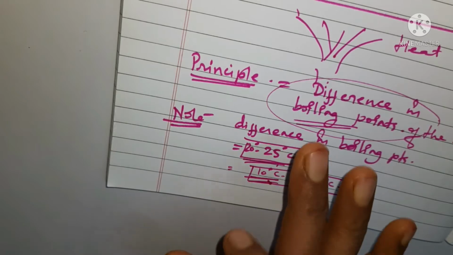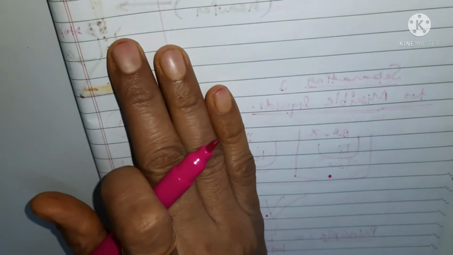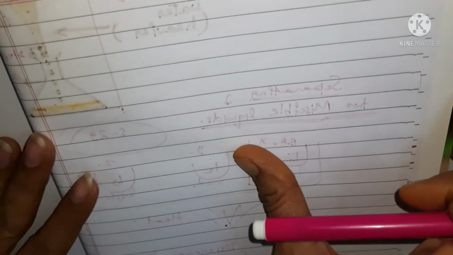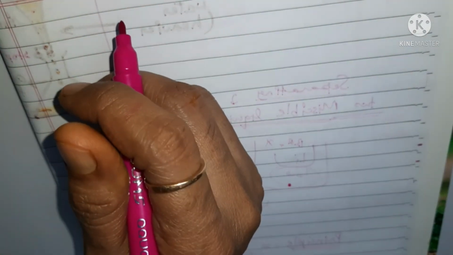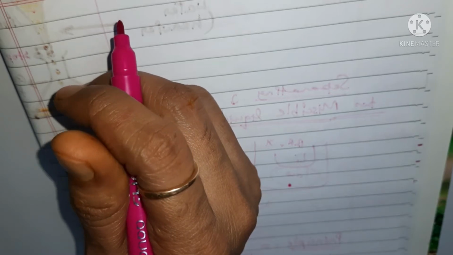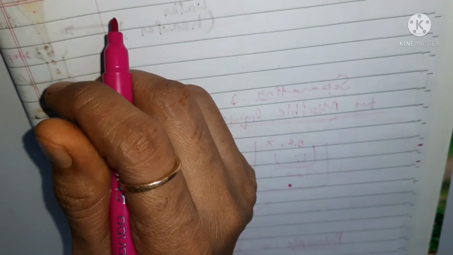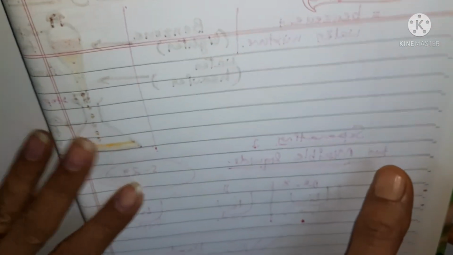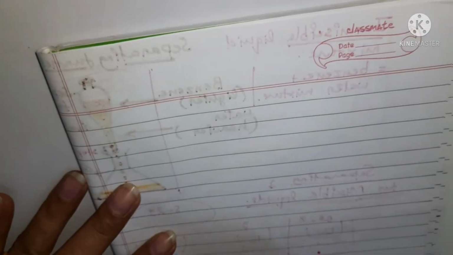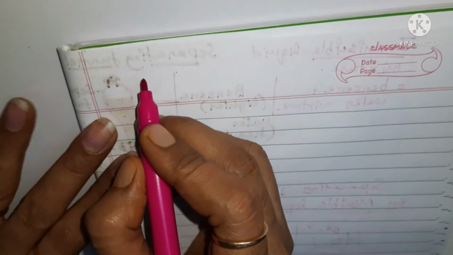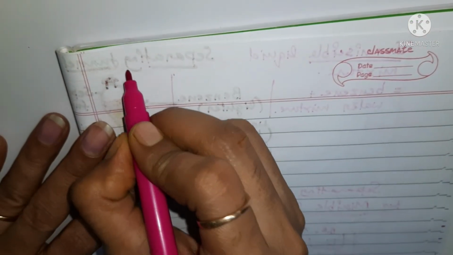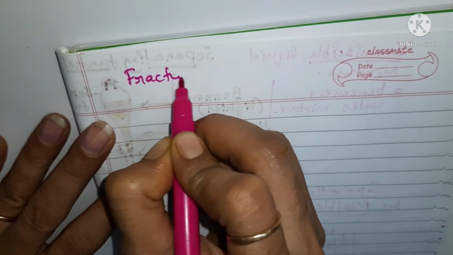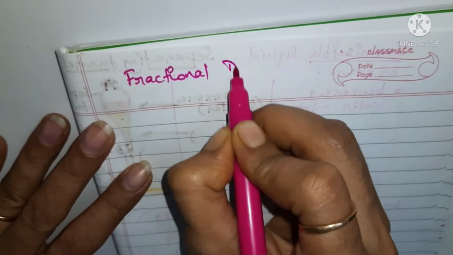Okay, so here we are going to understand how to separate two miscible liquids. Just take one example here. Which type of distillation is this? This is not simple distillation as we have seen in our previous video. It is a process in which boiling point is taken into consideration. This type of distillation is known as fractional distillation.